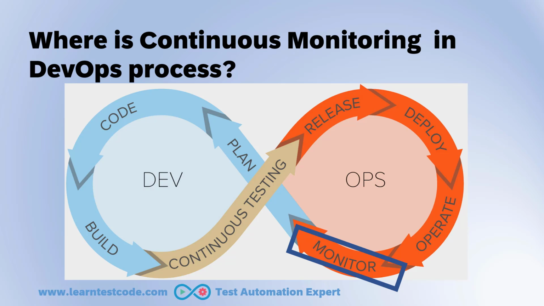Where is continuous monitoring in DevOps process? So we recognize a few terms like continuous integration, which is a process in which check-in of the code changes triggers an automated build process to test and quality assurance. We have a term which we call continuous delivery. This is the process of releasing the code into production in a manual way.